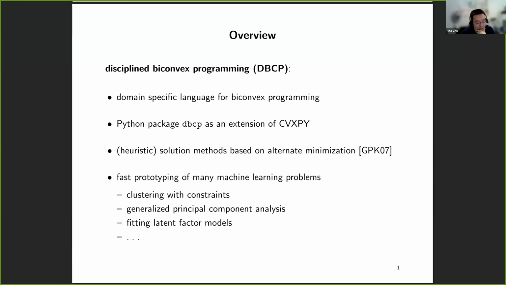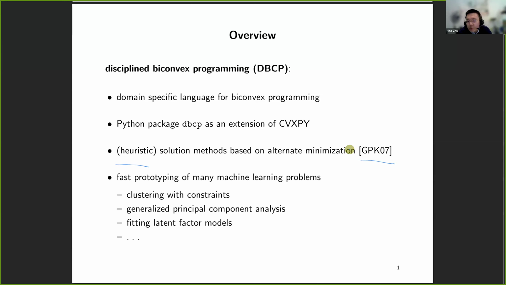And for the solution, I should say that it's a heuristic based on alternate minimization. There are some theories which were not done by me. I mean, many years ago, I think some of them even trace back to sort of 100 years ago. But there's a good review paper here. Well, the major application of this package would be prototyping of many machine learning problems like clustering, especially with constraints and regularizations.